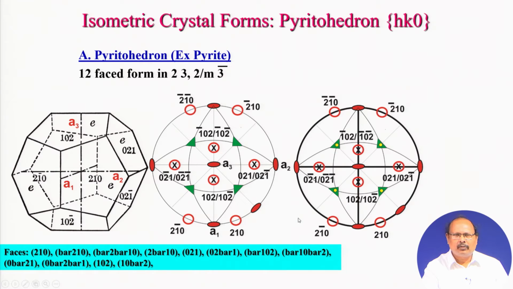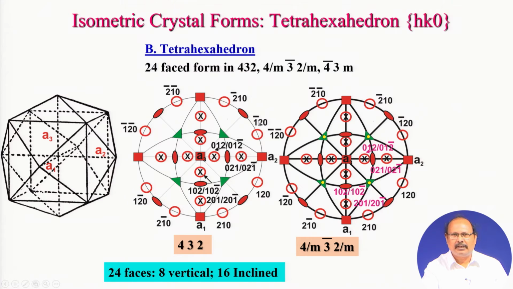Now, let us go to the next stage, where the form symbol will remain the same. What we will do here is just change the point group of symmetry to the remaining 3 point groups of symmetry under the isometric crystal system. I am showing this with 4 3 2, 4/m bar 3 2/m, and you also have bar 4 3 m, which I am not showing here, but it will also yield the same pattern. Now, what you have here?